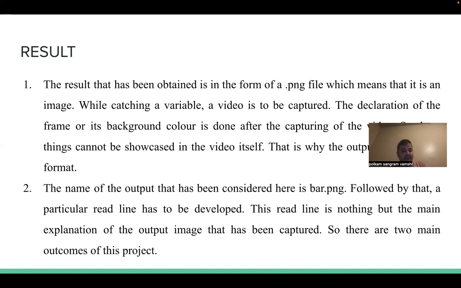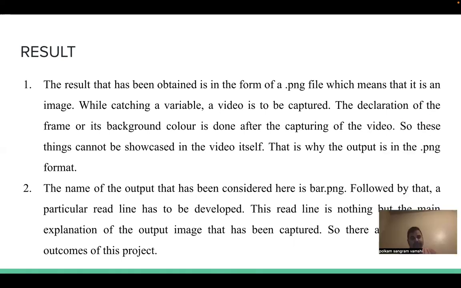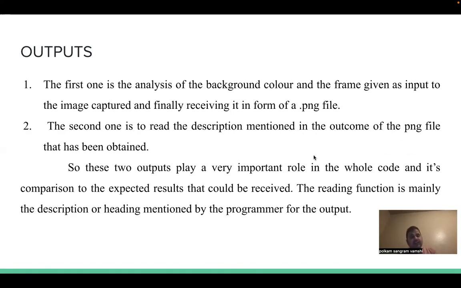So there are two main outcomes of this project. The first one is the analysis of the background color and a frame given as input to the image captured, and finally receiving it in the form of a PNG file. The second one is to read the description mentioned in the outcome of the PNG file that has to be obtained. These two outputs play a very important role in the whole code, in comparison to the expected results that could be received. The reading function is mainly the description or heading mentioned by the programmer for the output.